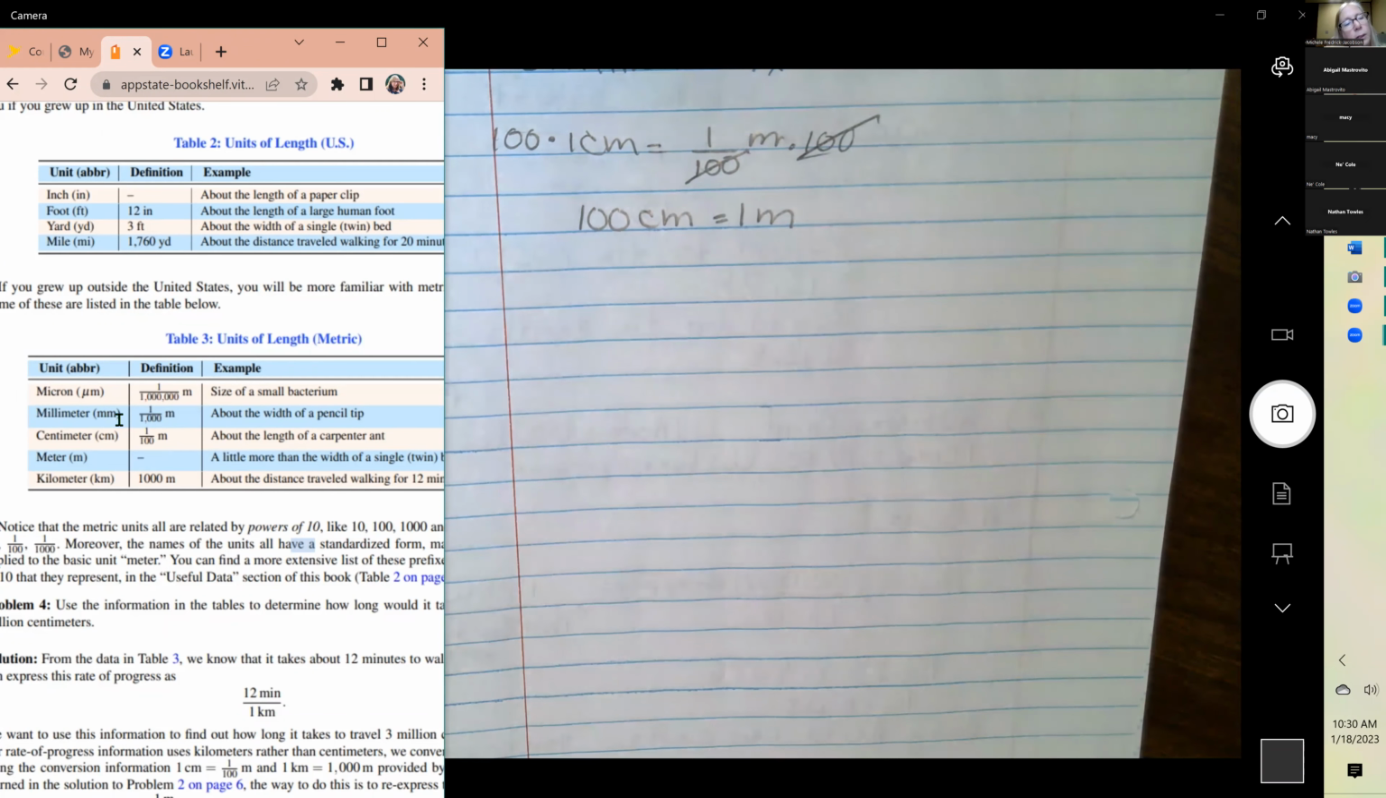So if you're using these to set up and you don't want the fractions, then you can multiply the denominator to the other side. So like this one, the 1,000, that means 1,000 millimeters is 1 meter. This one means 1,000,000 microns is a meter, because you're just multiplying the denominator to the other side.